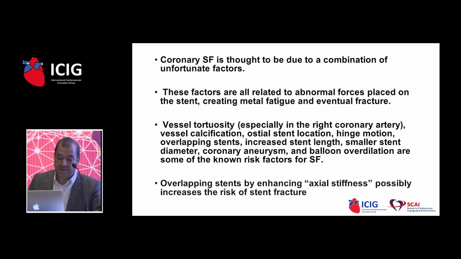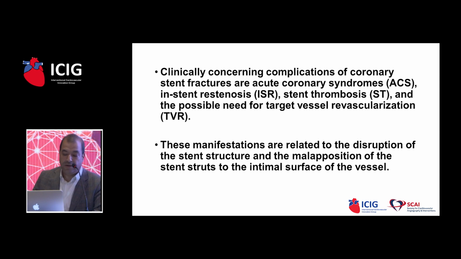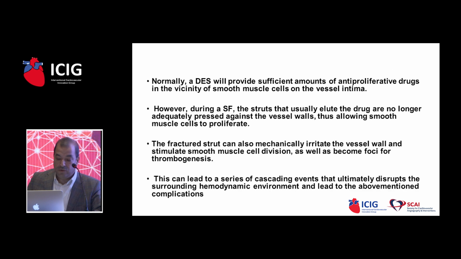So overlapping stents, by enhancing axial stiffness, possibly increase the risk of stent fractures. A clinically concerning complication, definitely acute coronary syndrome if you leave it alone, and stent restenosis, stent thrombosis, and possibly the need for target vessel revascularization. These manifestations are related to the disruption of the stent structure and the malapposition of the stent struts to the intimal surface. Normally, a drug-eluting stent will provide a sufficient amount of anti-proliferative drugs in the vicinity of smooth muscle cells and the vessel intima.